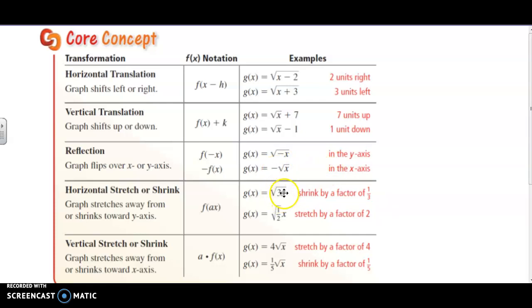If you're multiplying the inside by a number that's greater than 1, then it would be a shrink by the reciprocal. So if you see a 3, it's a shrink by a factor of 1/3. If x inside is being multiplied by a number in between 0 and 1, then it is a stretch by the reciprocal. So in this case, it would be a stretch by a factor of 2. If the number in front is greater than 1, then it would be a vertical stretch. And if the number in front is in between 0 and 1, then it would be a vertical shrink. So these are horizontal stretches and shrinks. These are vertical stretches and shrinks. Alright, so let's just practice some out and talk about graphing some more.